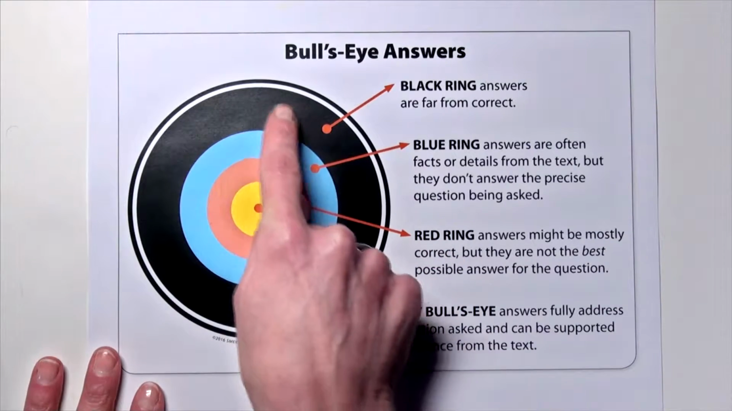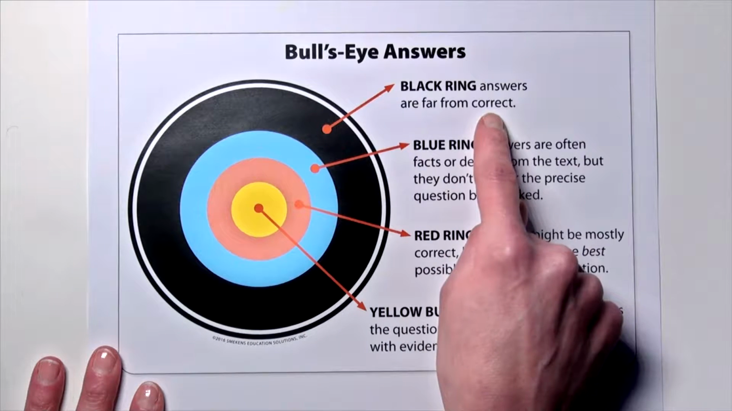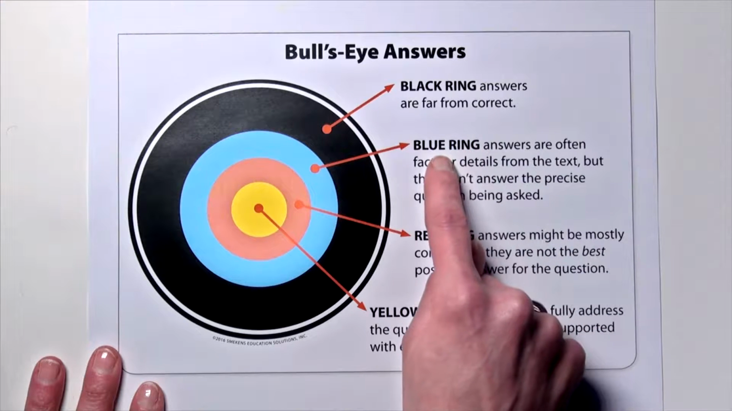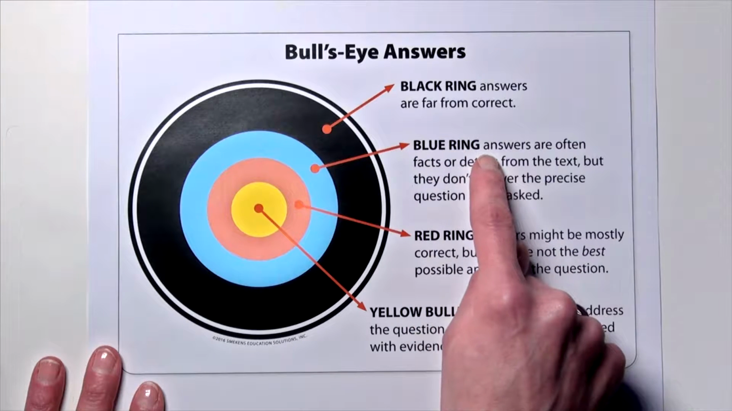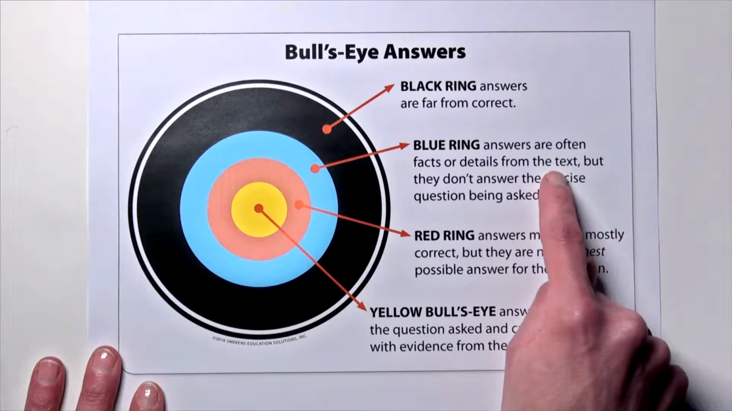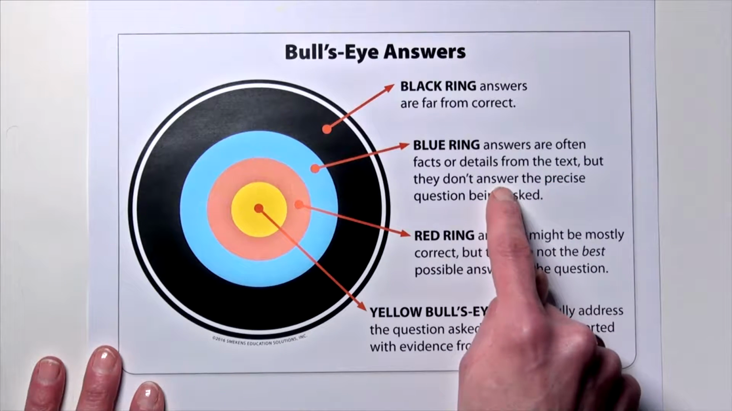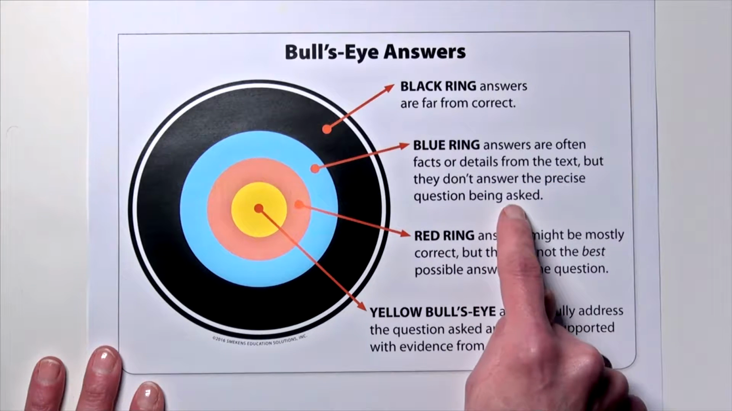Begin your instruction by identifying the types of multiple choice answers and the rings of the bullseye board. Any answer that falls out here on the black ring is far from correct. In fact, a lot of times they include false information. Answers that fall within the blue ring are often true. They're actual details from the text. However, they don't answer the very question being asked.